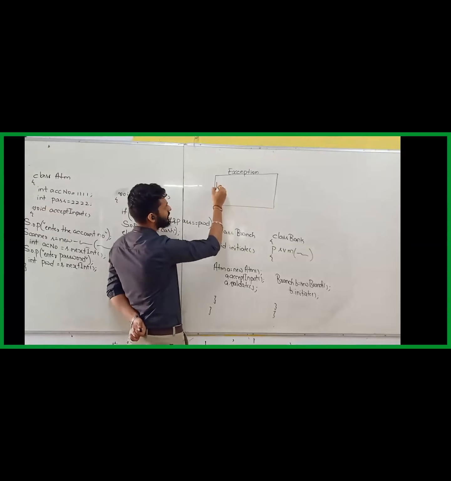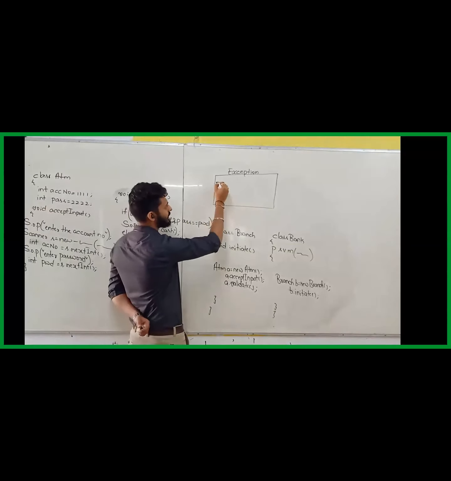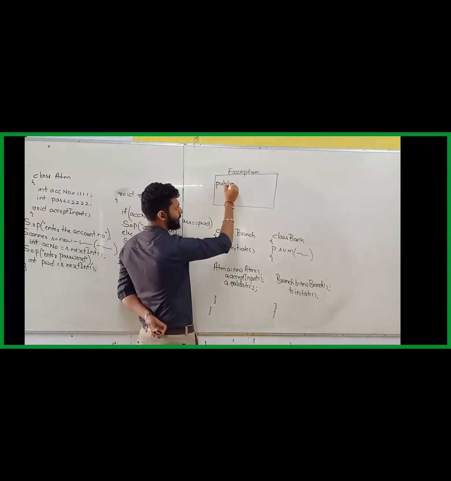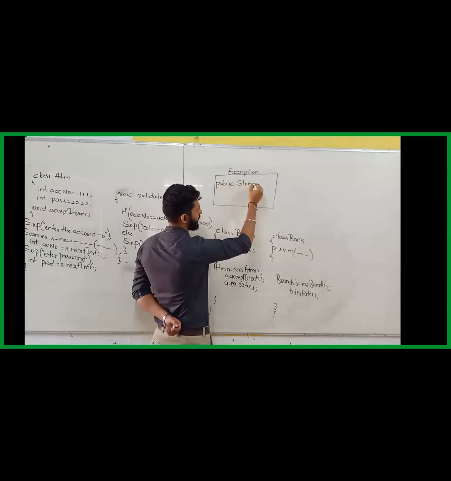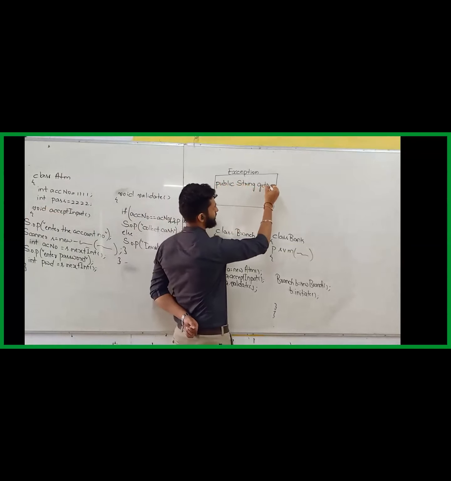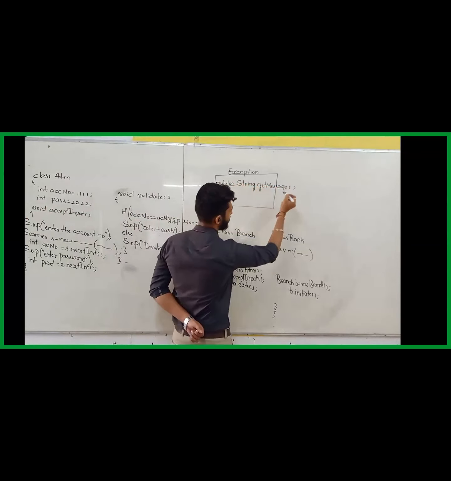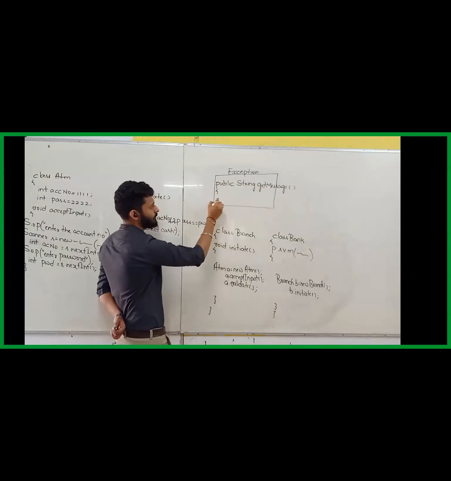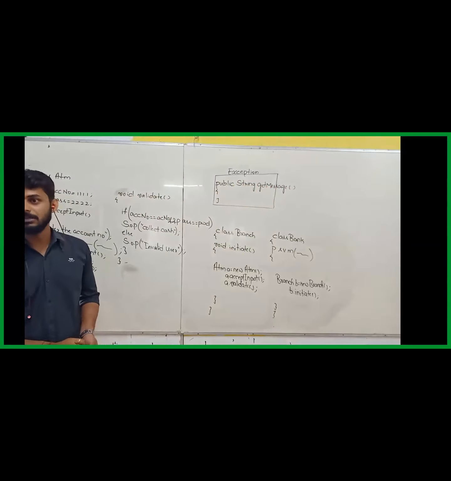However, here, normally, what will be the signature of this method if you ask me? Public String, and what is the method name I told? getMessage. Inside this, what will be there? If you have given some return type, definitely something should be returned. Yes or no? What exactly is it going to return?